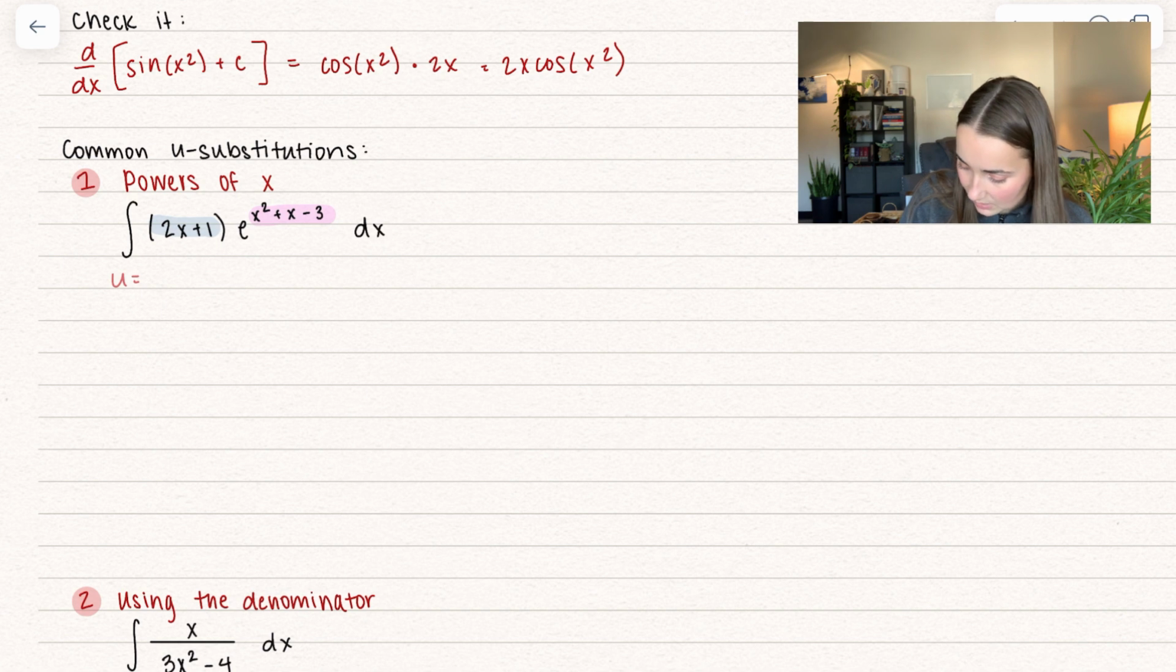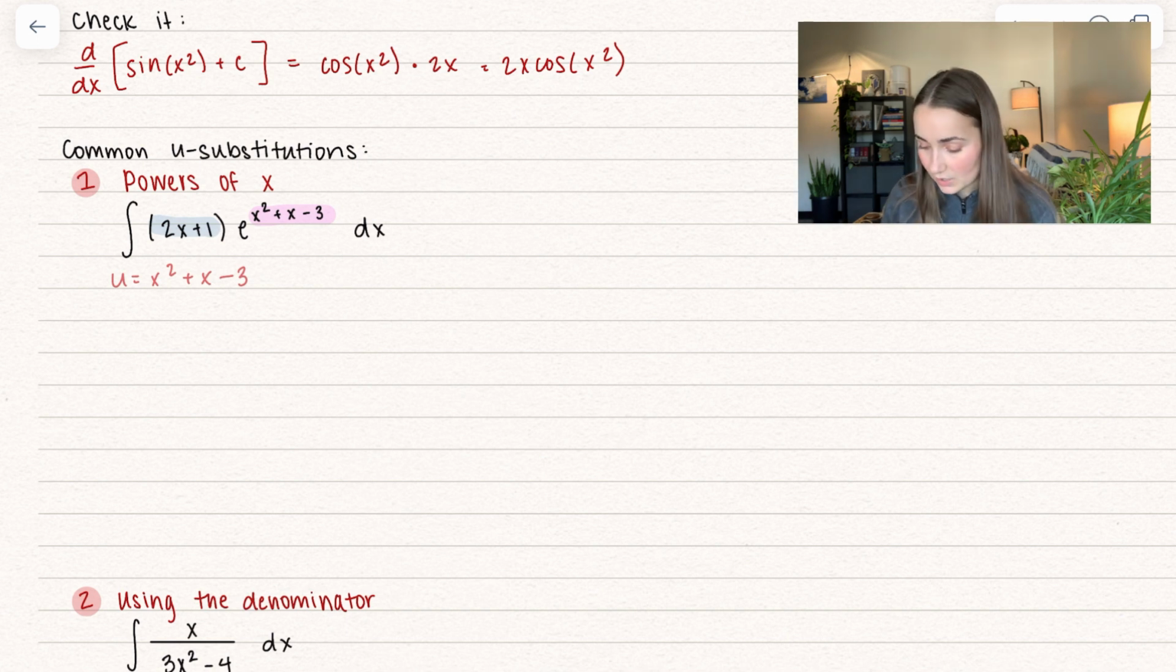So u is going to be x squared plus x minus 3. Notice I set it equal to that whole exponent, and we're going to see the purpose of this. So I'm going to skip straight to du/dx is equal to 2x plus 1. Does that look a little familiar? Because I hope it does.